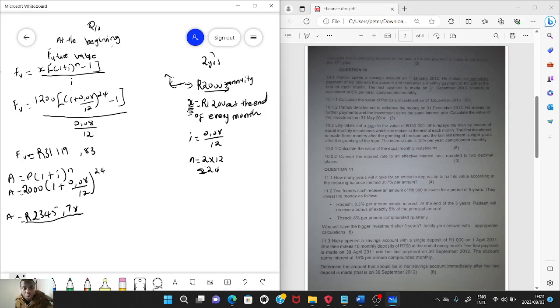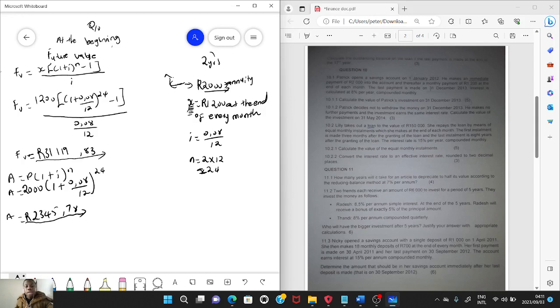Right, now we want the investment. The investment will be the sum of the two. Which two? The monthly installment as well as the 2,000 that we have put in. And remember that the 2,000 has risen.